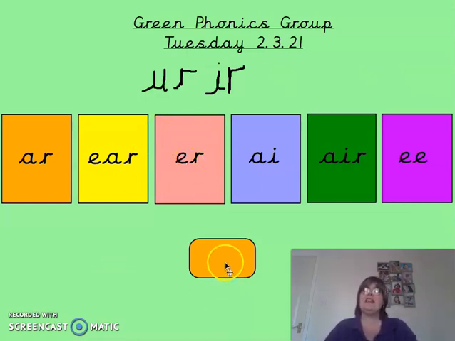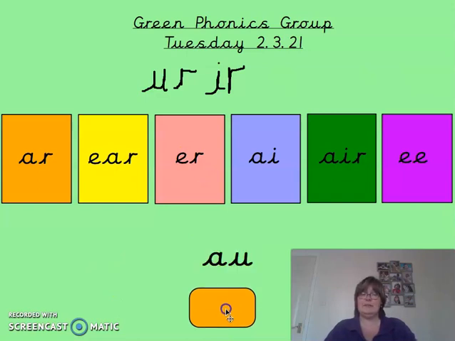Okay, let's take a look at today's new sound. So today we have an A and a U, an A and a U, and when we put them together, they form a new sound. Now, the sound they form is the same sound we were learning yesterday. What was that? It was OR, wasn't it? So they form the OR sound.